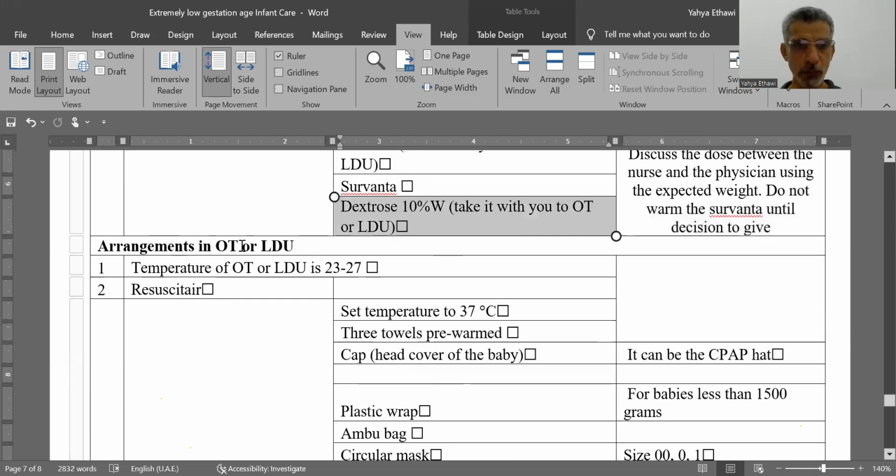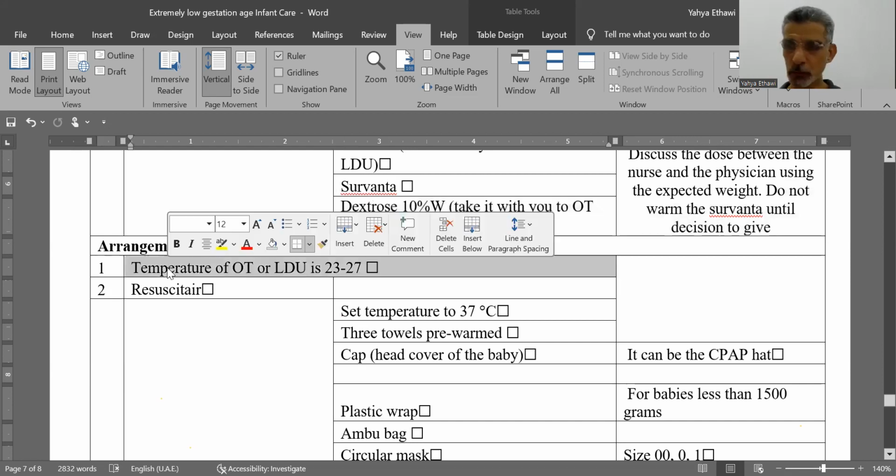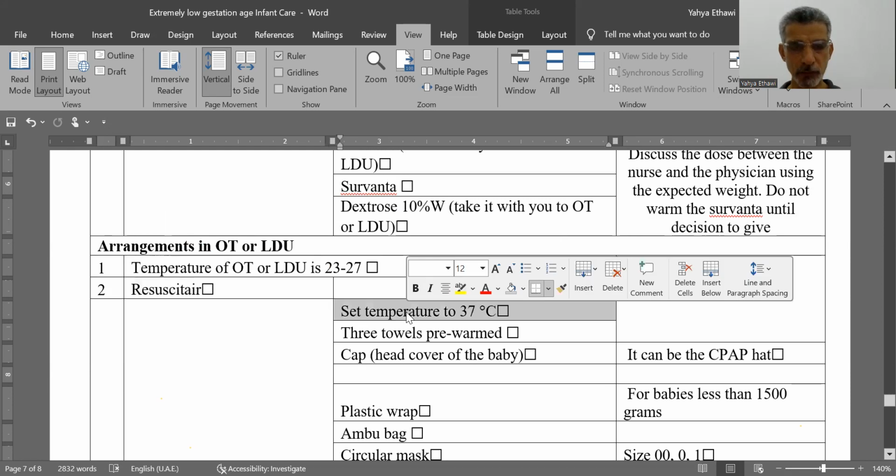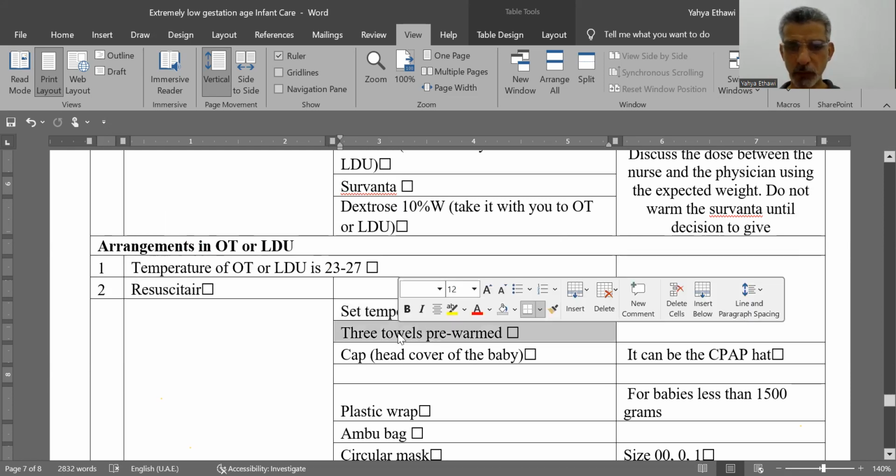Okay, we also need to do arrangements at the OT or the LDU, labor and delivery unit. The temperature of the room should be 23 to 27. We need a resuscitator, for example, an Ohio resuscitator. We need to set the temperature of the Ohio resuscitator to 37. We need 3 towels pre-warmed to room temperature. We need a cap to cover the head of the baby.